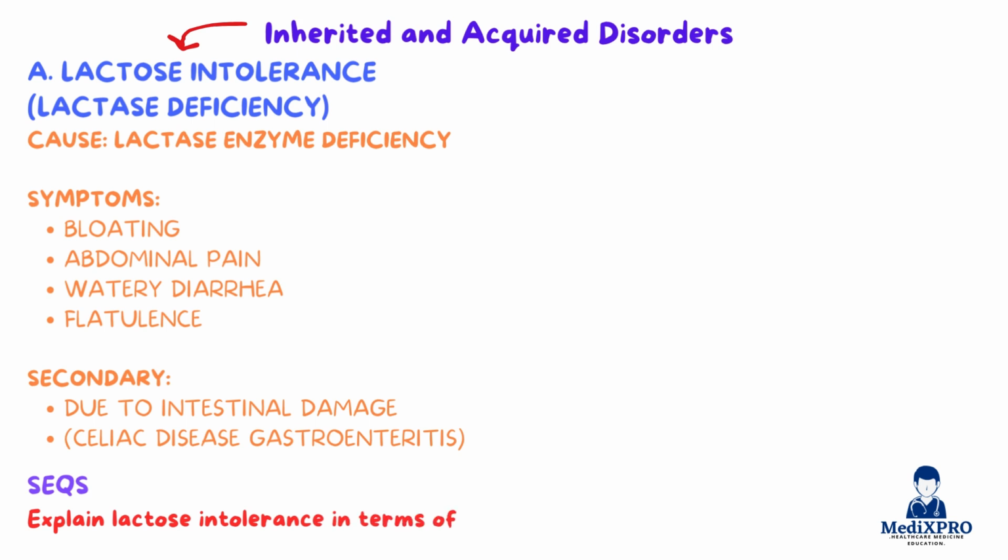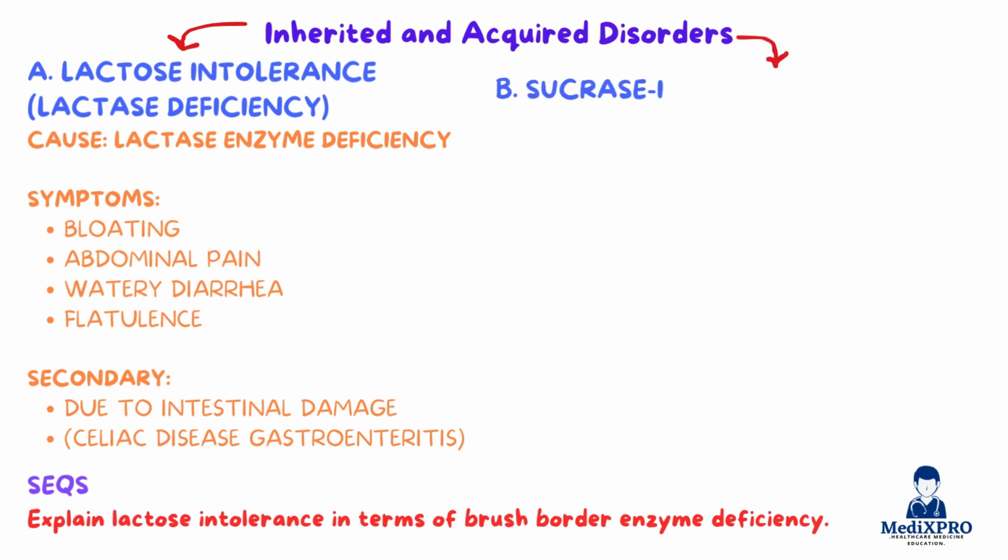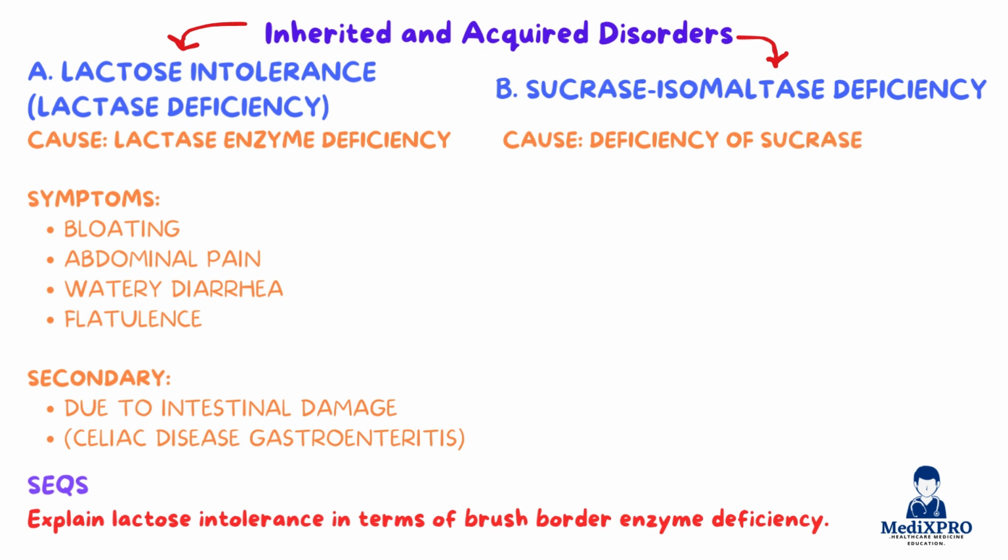Now here's a quick review tip for your exams. For SEQs, always follow this pattern: site, enzyme, substrate, product, and clinical link. For MCQs, focus on enzyme names, pH ranges, substrates and products, and the difference between brush border and pancreatic digestion.